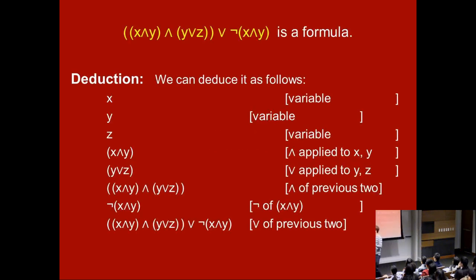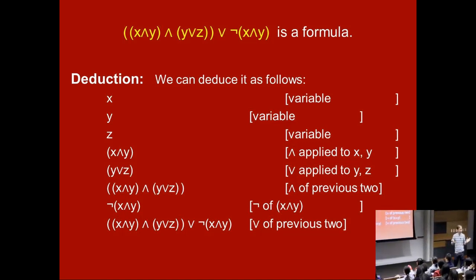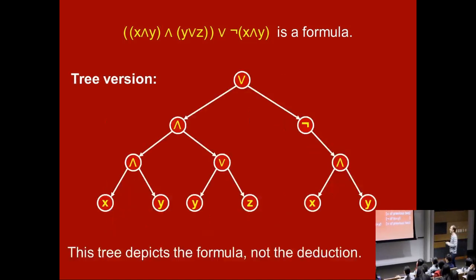So this is a formula. And if I asked why it is a formula, you'd say, okay, if you really want, I can deduce it. x is a variable, y is a variable. Then I can make x and y. Then I can make y or z by doing OR to these two. Then I could do an AND to get them together. And then I need x and y negated. That's convenient because I already have x and y here, so I can just apply the NOT rule. And I'll OR them all together. There's your proof. This is a formula. So far, so normal.